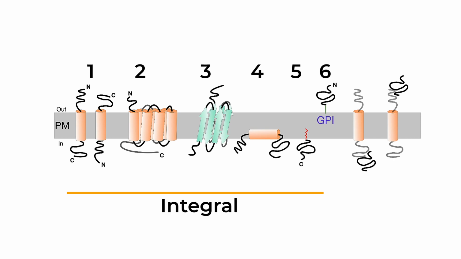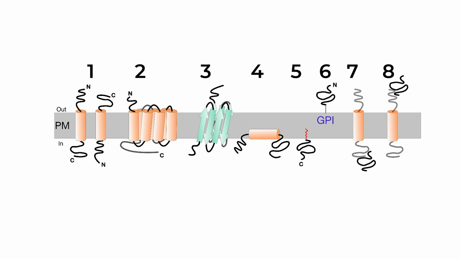Of the protein types I have just mentioned, 1, 2, 3, 4, 5 and 6 are referred to as integral membrane proteins and can only be separated from the membrane with detergents and some solvents. Types 7 and 8 are referred to as peripheral membrane proteins and can be separated from the membrane by changes in pH or salt concentration, or just by giving the sample a really good hard shake.